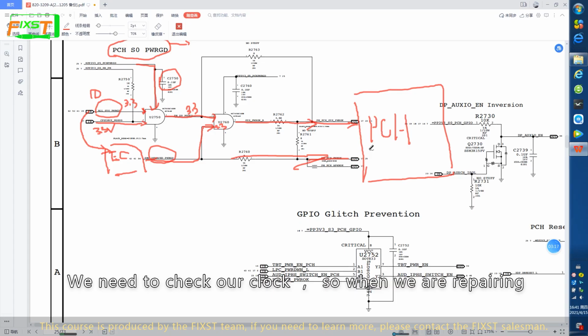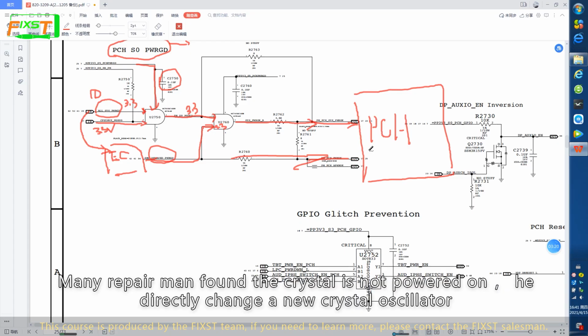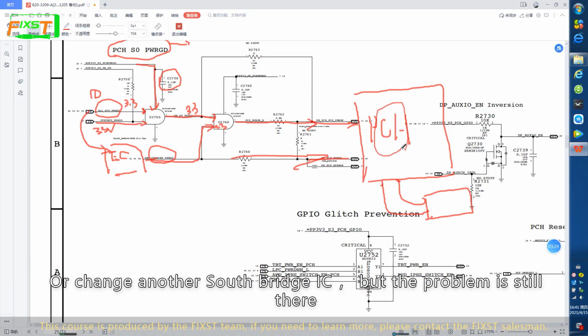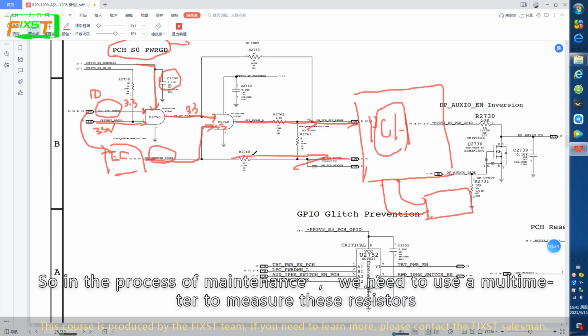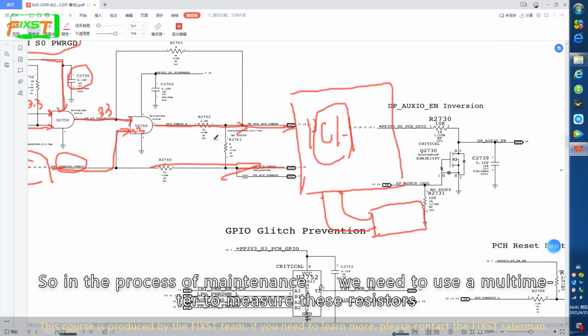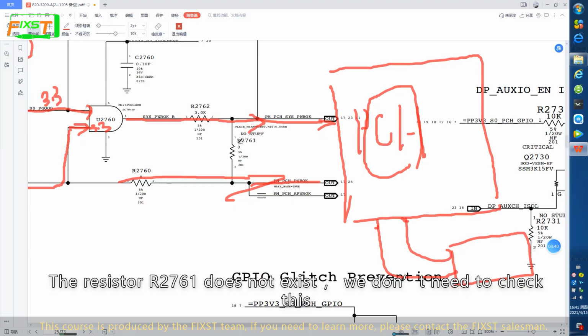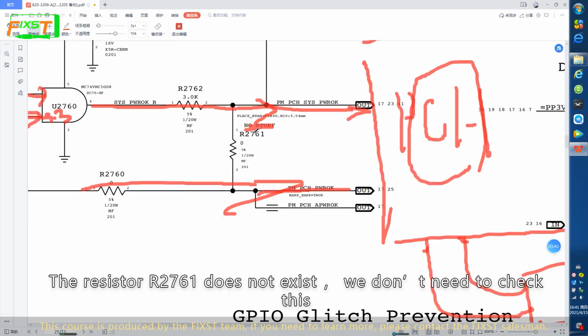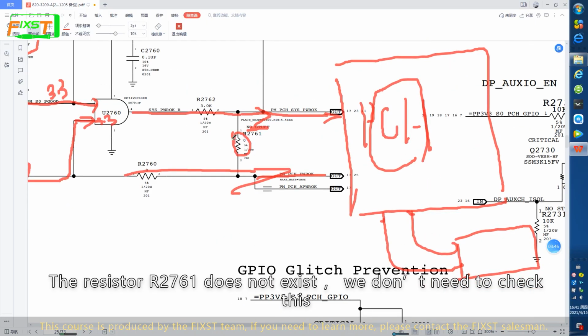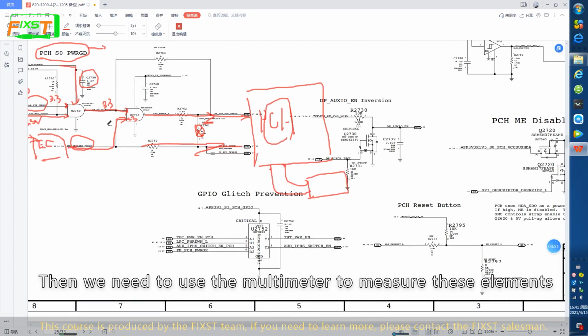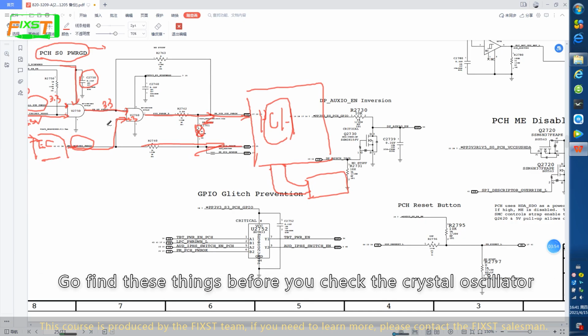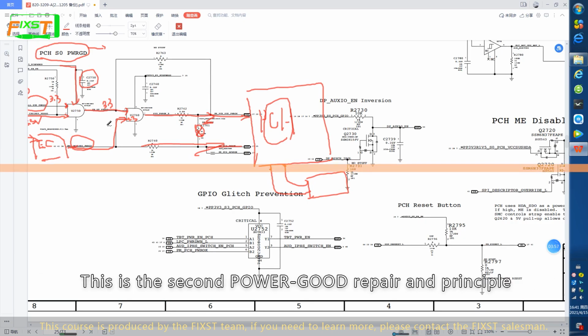We need to check our clock when we are repairing. Many technicians found that the crystal is not powered on, so they directly changed a new crystal oscillator, or changed another Southbridge IC, but the problem is still there. Why? Because they don't check and repair the circuit. So in the process of maintenance, we need to use a multimeter to measure these resistors. The resistor R2761 does not exist, so we don't need to check this. Then we need to use a multimeter to measure these elements. Go and find this before you check the crystal oscillator. This is the second power good repair principle.